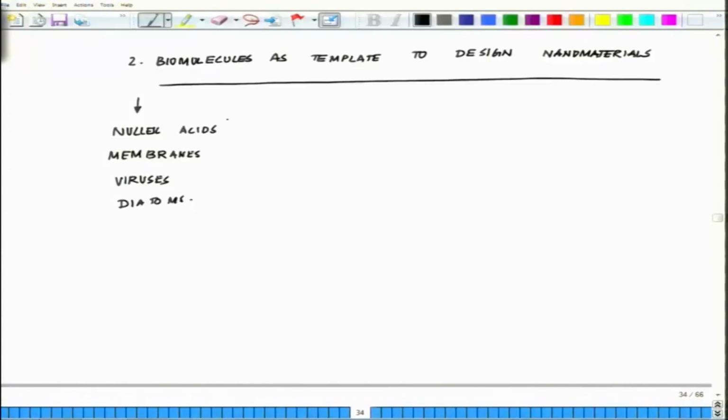Okay, coming back to where we were. So, you have nucleic acids, membranes, viruses and the diatoms. These are used as template to synthesize nanomaterial. DNA is widely known as an excellent biomolecular template that has a strong attraction with transition metal ions. For any transition metal ion nanomaterial synthesis, DNA could be used as a template.